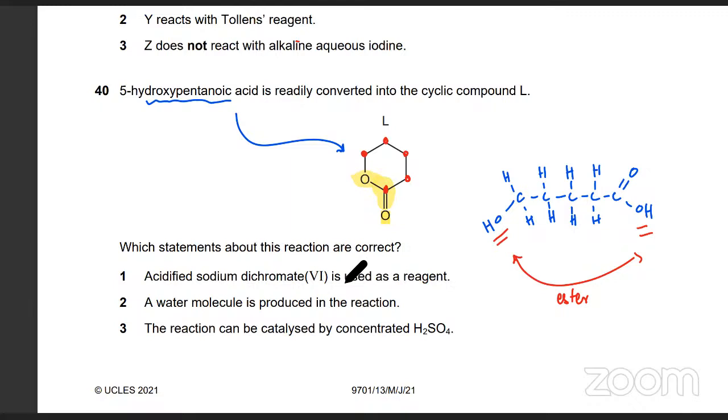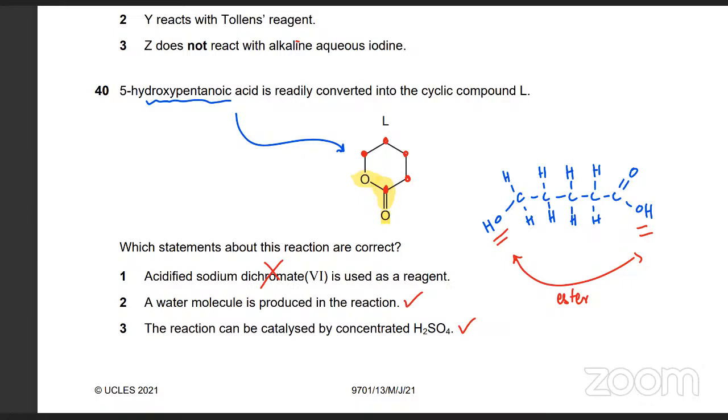How are esters formed? Whenever esters are formed, dichromate has nothing to do with it, so the first option is wrong. A water molecule is produced: that is what happens when an alcohol reacts with a carboxylic acid. They form an ester, and a water molecule is released, a condensation reaction. And concentrated sulfuric acid is the reagent. In ester formation, that is definitely your reagent in this reaction.